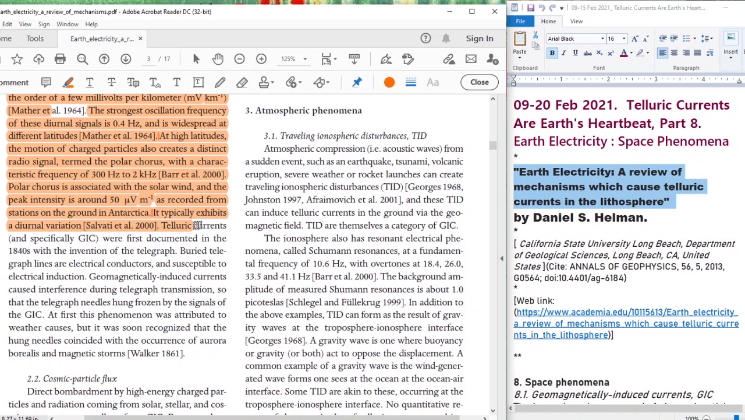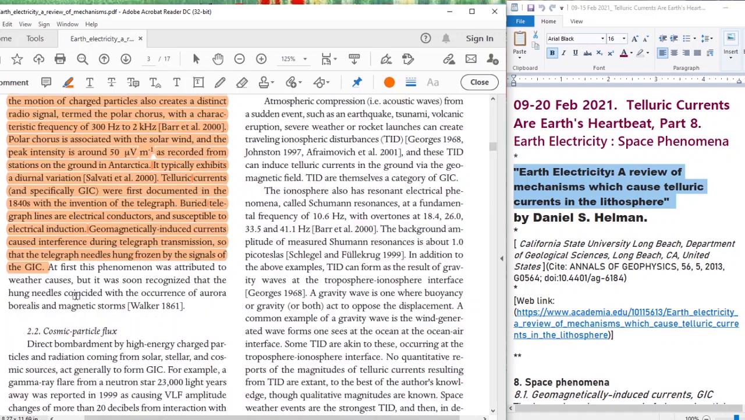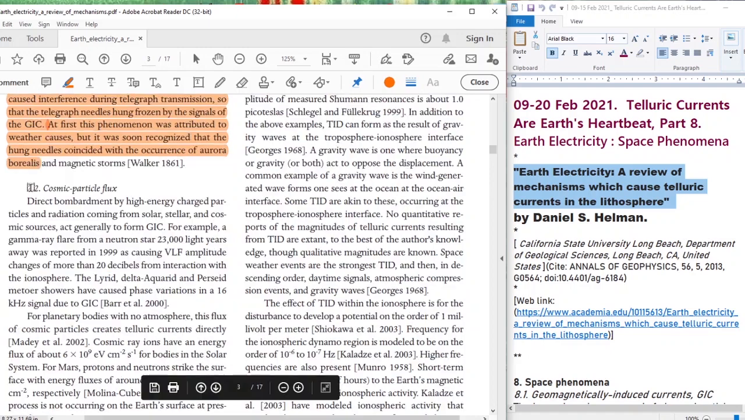Telluric currents, and specifically GIC, were first documented in the 1840s with the invention of the telegraph. Buried telegraph lines are electrical conductors and susceptible to electrical induction. Geomagnetically-induced currents caused interference during telegraph transmissions so that the telegraph needles hung frozen by the signals of the GIC. At first, this phenomenon was attributed to weather causes, but it was soon realized that the hung needles coincided with the occurrence of aurora borealis and magnetic storms. And the reference is Walker, 1861.